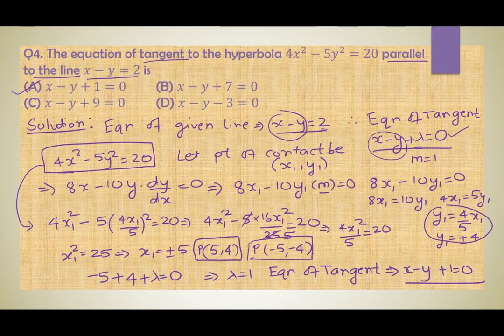See how easy the questions asked in the JEE examination on tangent and normal are. It's one of the most scoring topics, and if you use the concepts and techniques properly, if you go step by step, you will always get the answer.